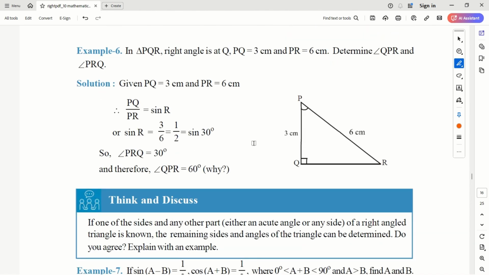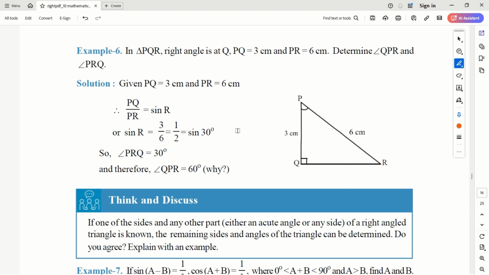Now another example. In triangle PQR, right angle is at Q. PQ is 3 centimeters, PR is 6 centimeters. Find the angle QPR. If you take this angle as theta, this will become adjacent and hypotenuse. So cos theta equal to 3 by 6. Cos P equal to 3 by 6, which is 1 by 2, correct? So this will be 60 degrees, right? QPR is 60 degrees then.